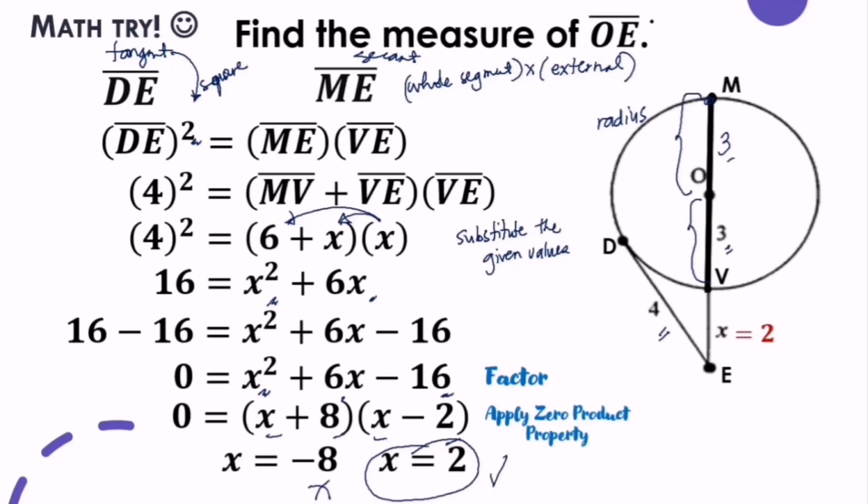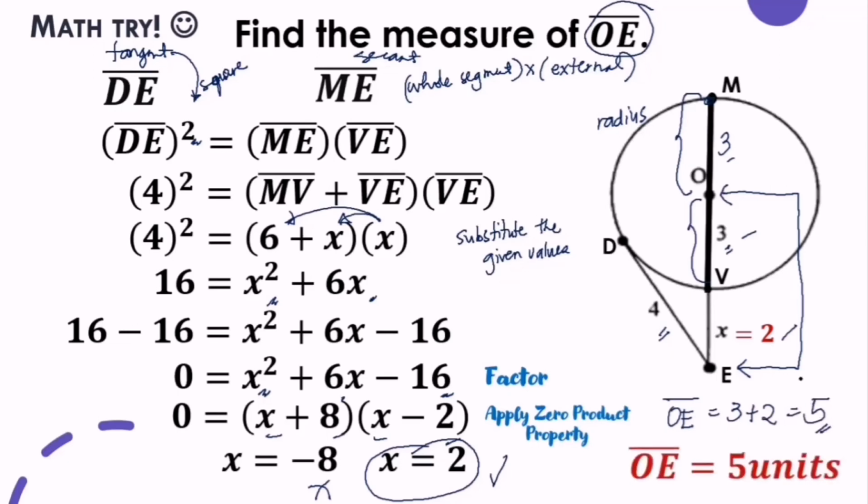Pero ano ang tanong? Find the measure of segment OE. So, mula kay O, papunta kay E. Ano daw ang sukat? So, 3 plus 2. Sulat natin para clear. 3 plus 2. So, that is equal to 5. So, the final answer here is segment OE is equal to 5 units. Okay? Kayang-kaya nyo yan. Kailangan nang mag-practice. So, I hope that is clear.